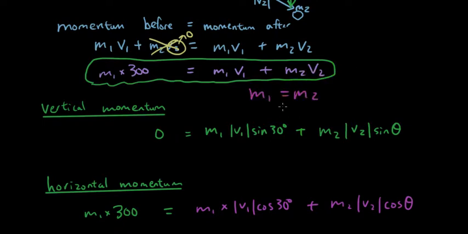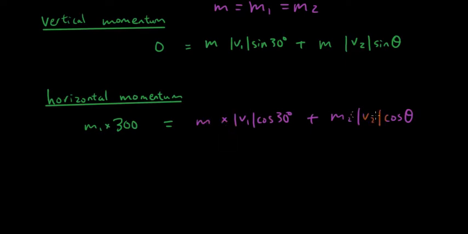So therefore, instead of separating them, I'm just going to say they're M. Okay, so therefore, I don't need to say M1 or M2 anymore. So I'm going to rub out the 1 and the 2. It's all the same. So therefore, what I'm going to do now is I'm going to divide every single term by M to simplify the equations. So I'm going to divide this whole thing by M. I'm going to divide this by M. I'm going to divide this by M.